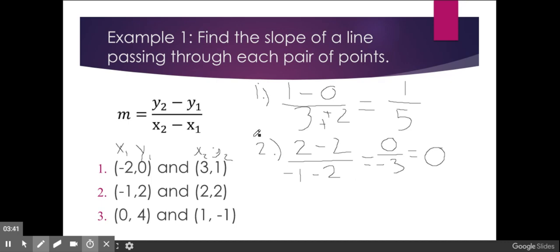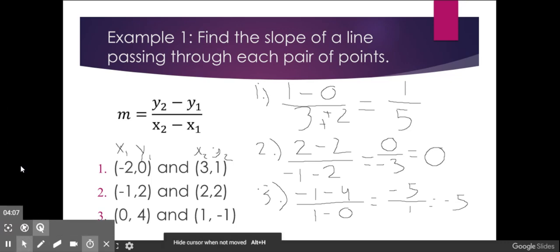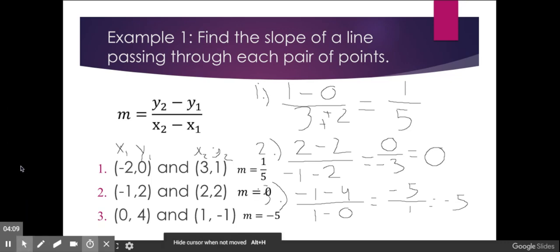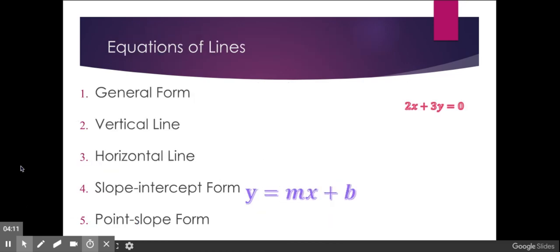All right. And then our last example, number 3. So we'll go back. We'll say this is x1, y1. This is x2, y2. So negative 1 minus 4 over 1 minus 0. On top, we get negative 5 over 1, which would be a slope of negative 5. So we have 1/5, 0, and negative 5 as our answers.